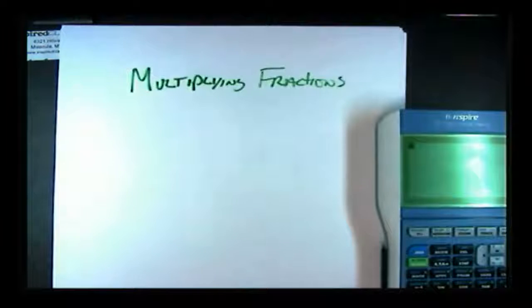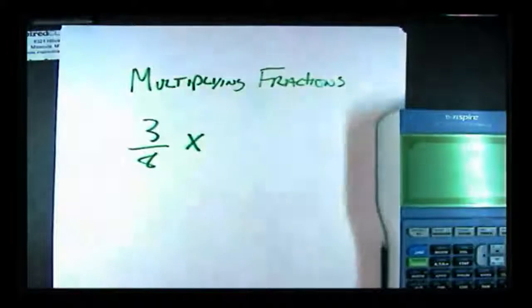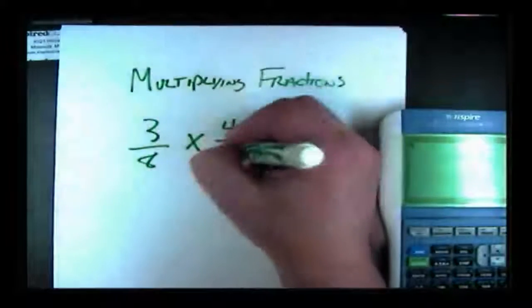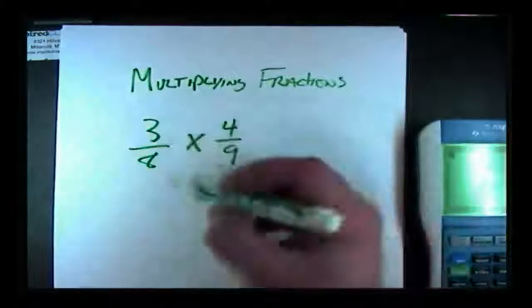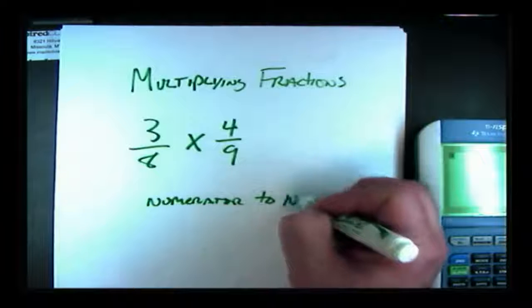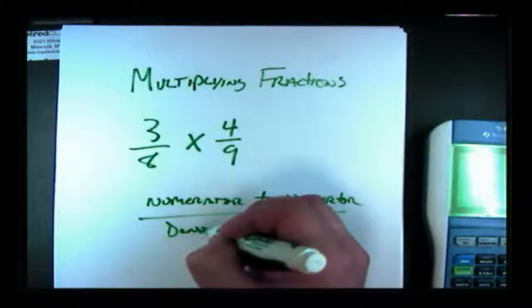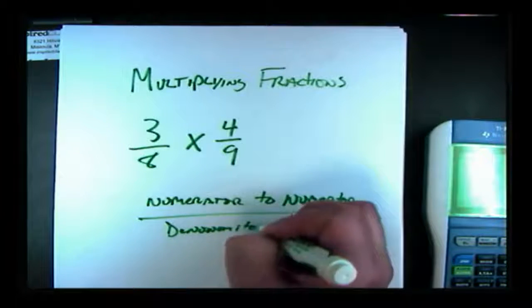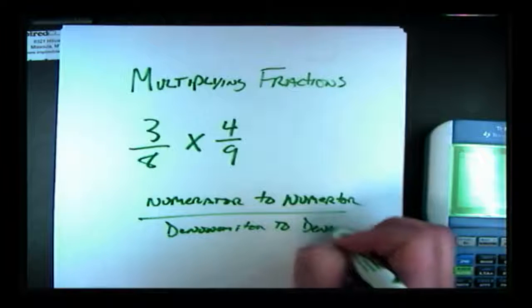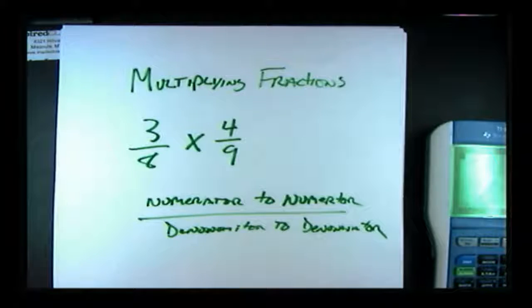There it is. Multiplying fractions. So we are going to multiply, I don't know, 3/8 times 4/9. And like I said, numerator to numerator over denominator to denominator. Excuse my sloppy handwriting.